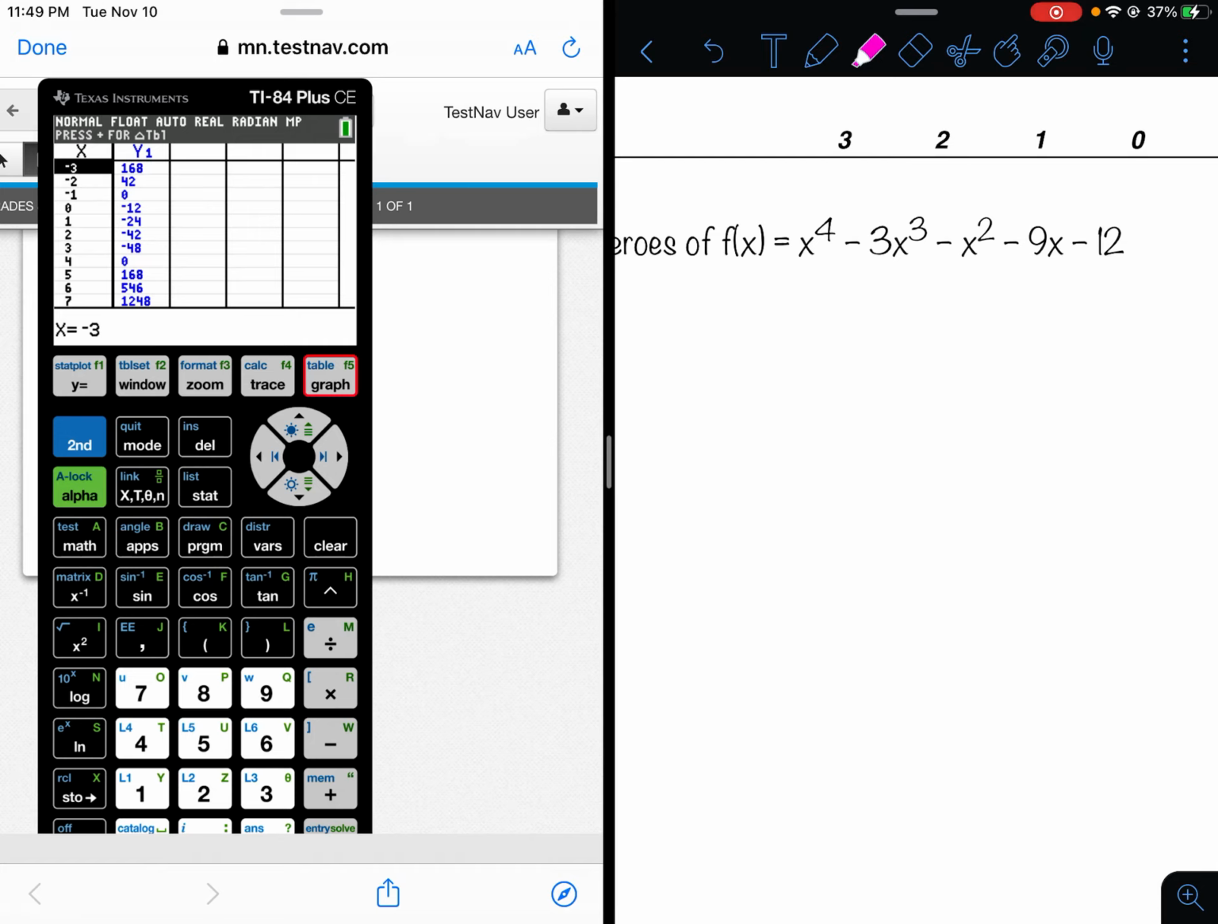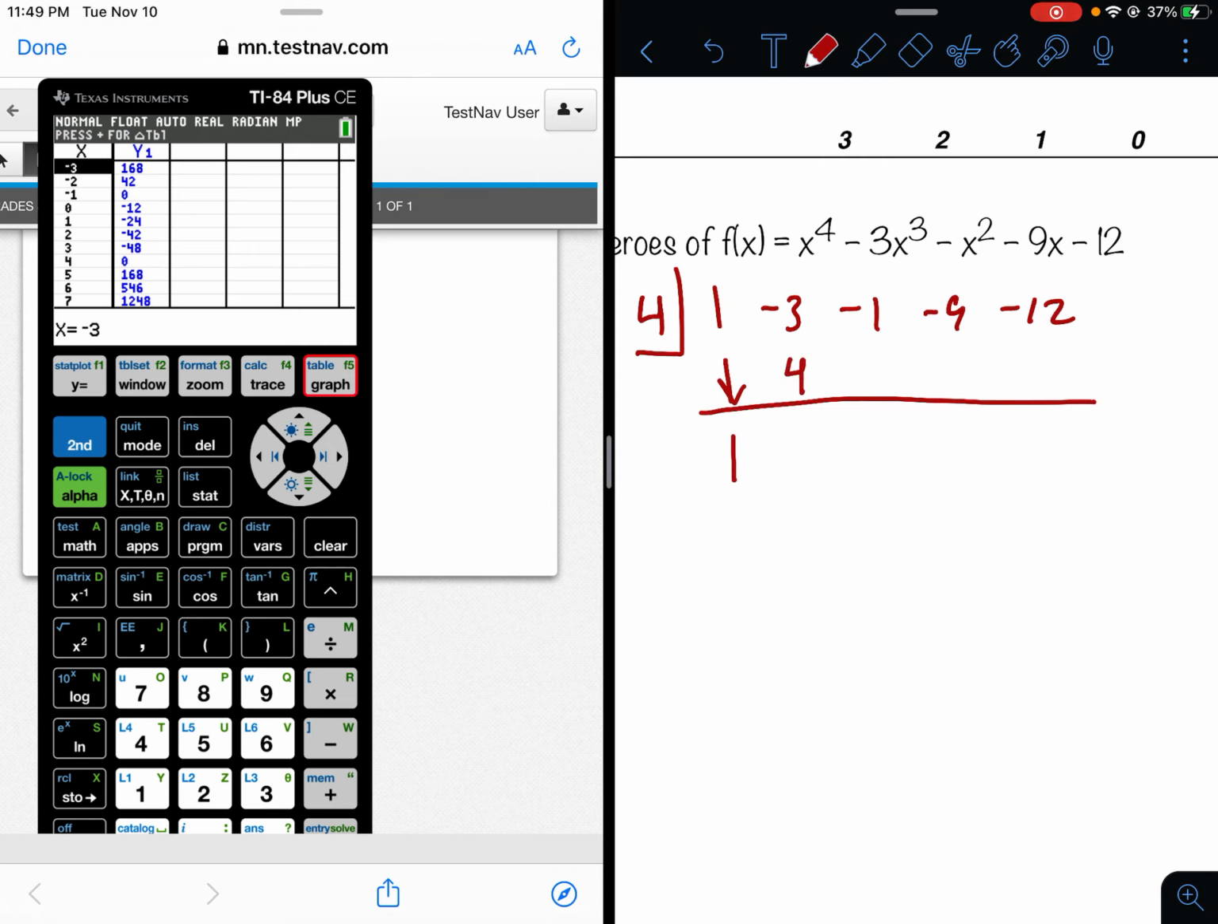I tend to pick positive numbers just because they're easier to work with. So I'm going to choose 4. I'm going to use 4 as my solution of choice, and I'm going to run it through synthetic division. Remember, the goal here is to get it into something we can actually solve. So 1x to the 4th, negative 3x to the 3rd, negative 1x squared, negative 9x, and negative 12.